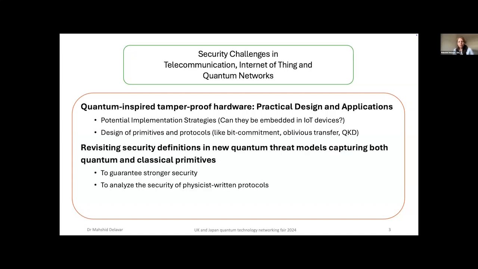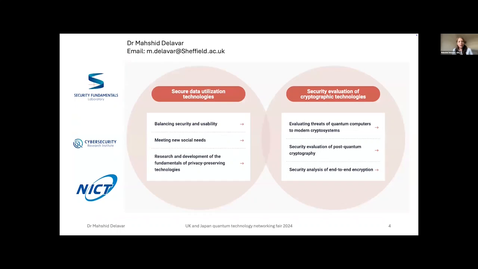And also, I want to redefine security concepts in the presence of quantum adversaries, which are very powerful adversaries. And finally, I want to develop lightweight post-quantum authentication and key management protocols for secure communication in messaging protocols like WhatsApp and Signal and so on.